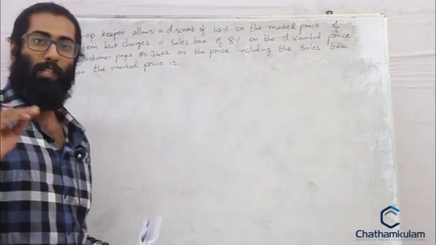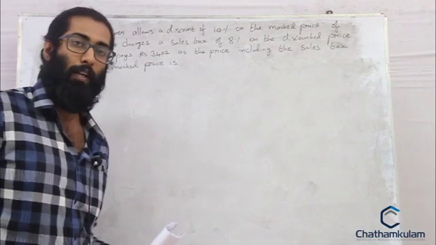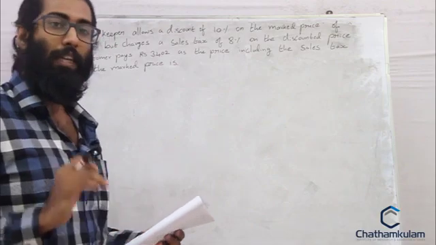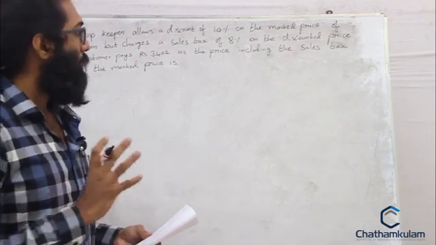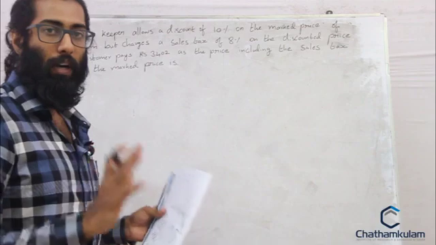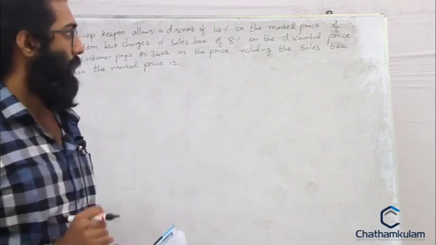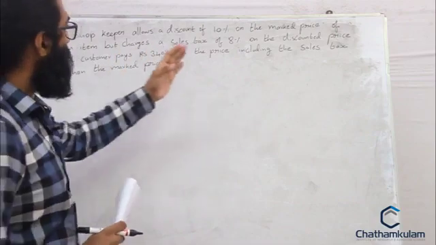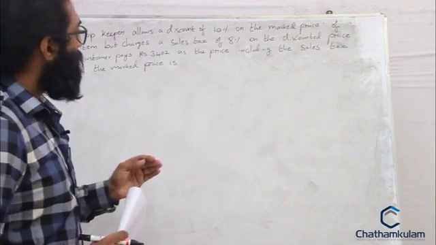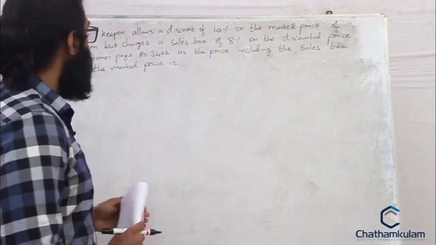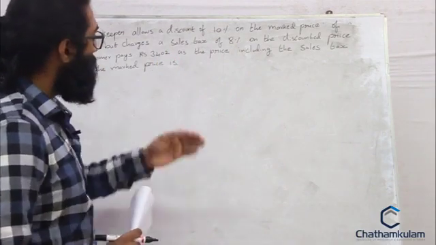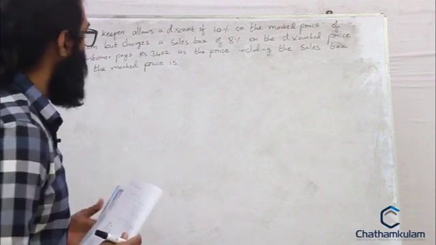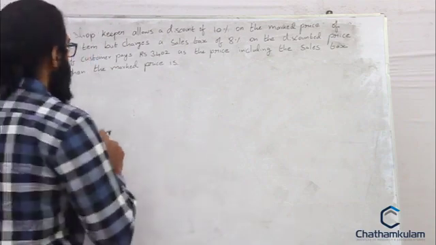So let me tell you what the mark price is first. The concept of mark price: mark price is the price of the commodity when sold in a given market. That is, the amount of the commodity in a market is the marked price. So let's see the question here. It's given that from the marked price a discount of 10% is given but it charges a sales tax of 8% on the discounted price. Okay, so let's first take X as the mark price.